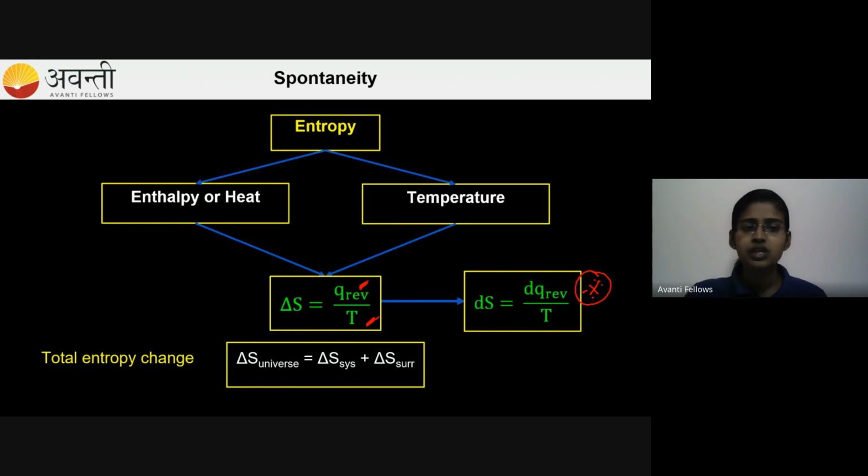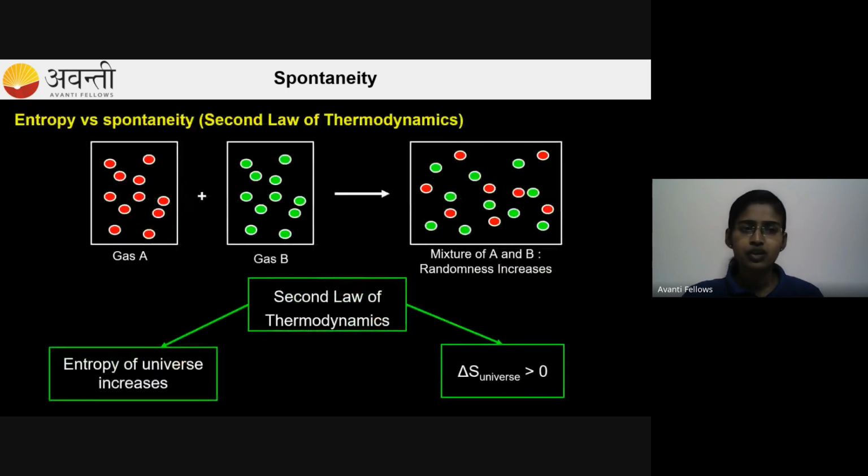Now the total entropy change, system plus surroundings is equal to universe, right? If I want to find the change in entropy of the universe, then I have to sum up the entropy of the system and the surroundings. So delta S universe is equal to delta S system plus delta S surroundings. This is another important formula we have to study under entropy. Got it?